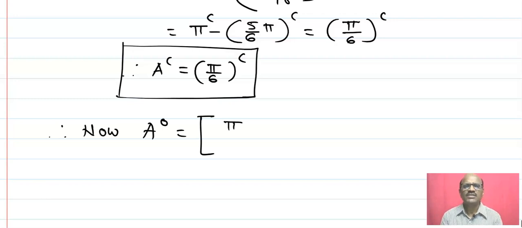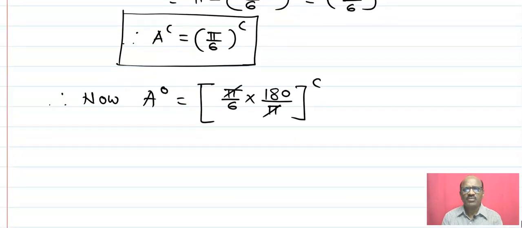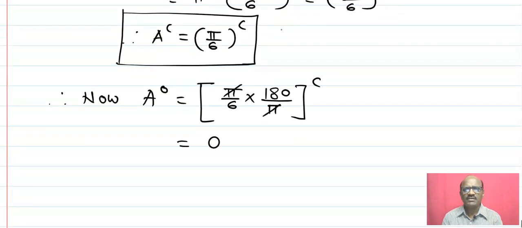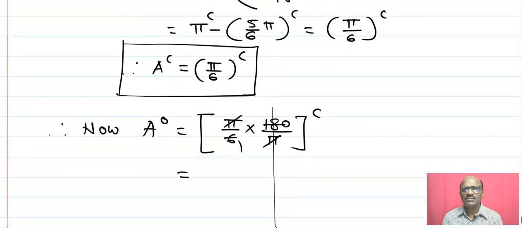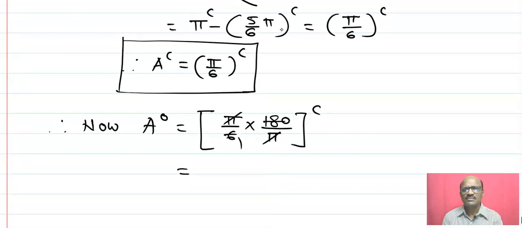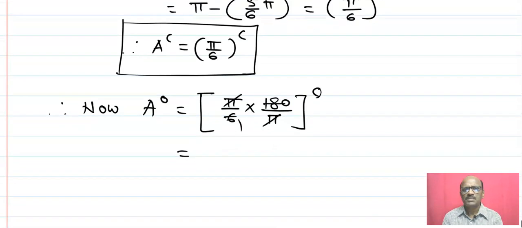That is it. Now convert this radian in the degree. That is pi by 6 into 180 upon pi. It must be in the degree form. Now see this. The measure of angle is 30 degree.